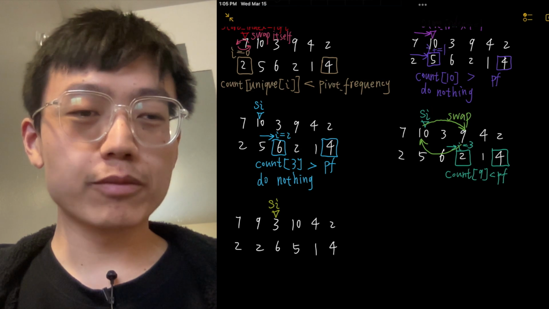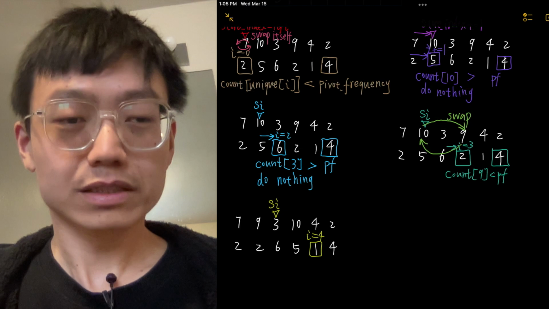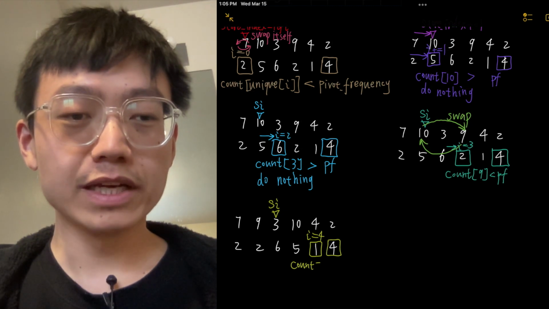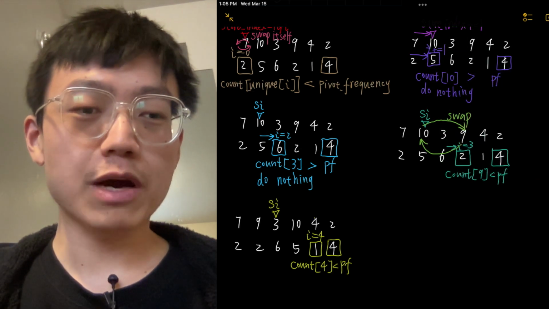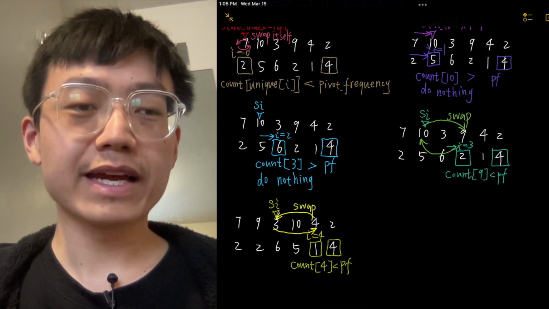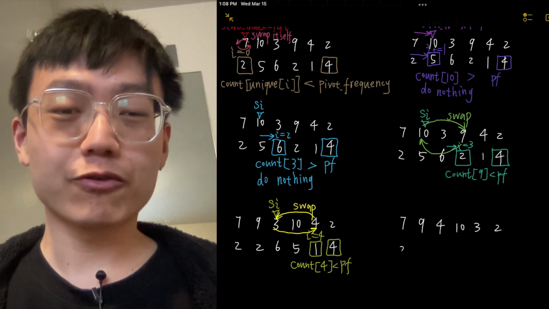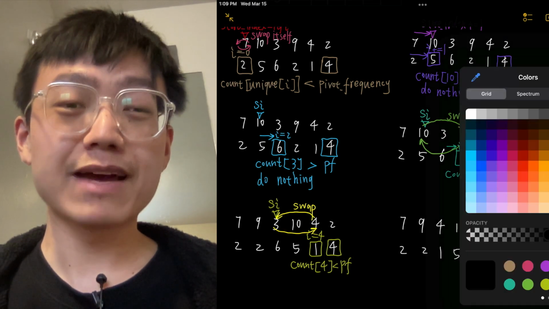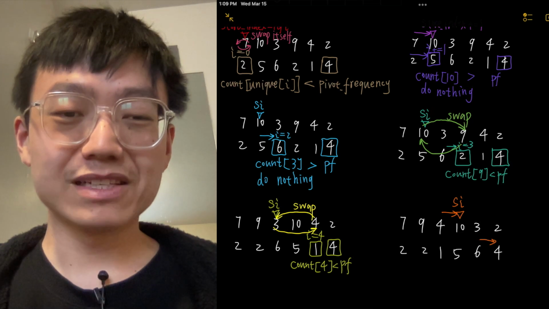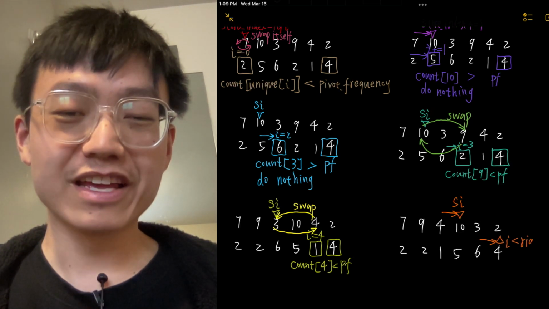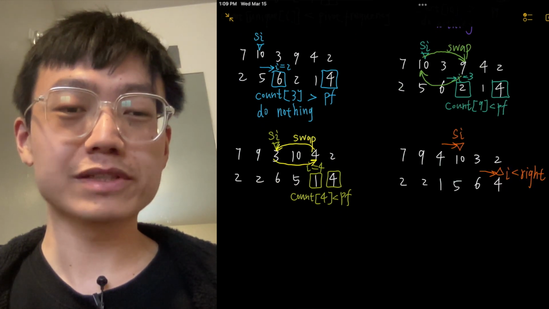Then we increment I from index 3 to index 4, and we compare the counter at 4, which has a frequency of 1, which is less than 4, the pivot frequency. So we have to swap the unique at I and the unique at the store index. Now element 4 becomes element 3 and 3 becomes 4. We increment the store index from index 2 to index 3, and then we have to increment the pointer I, but we can't because the pointer I must be less than the rightmost index.